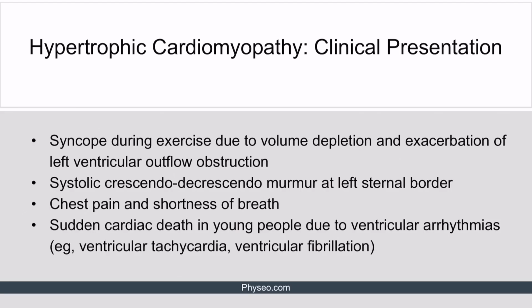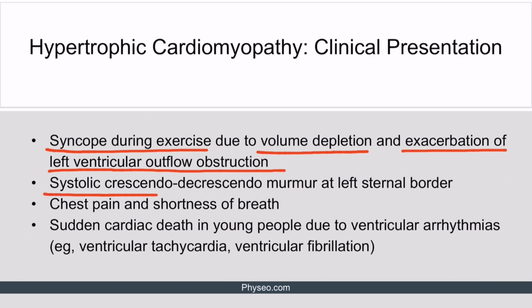Hypertrophic obstructive cardiomyopathy is commonly accompanied by syncope during exercise. This is because perspiration during exercise decreases intraventricular volume and further exacerbates the left ventricular outflow obstruction. Hypertrophic obstructive cardiomyopathy is characterized by systolic crescendo-decrescendo murmur at the left sternal border. The crescendo-decrescendo murmur results from the dynamic obstruction of the left ventricular outflow tract by the interventricular septum and the mitral valve leaflet.